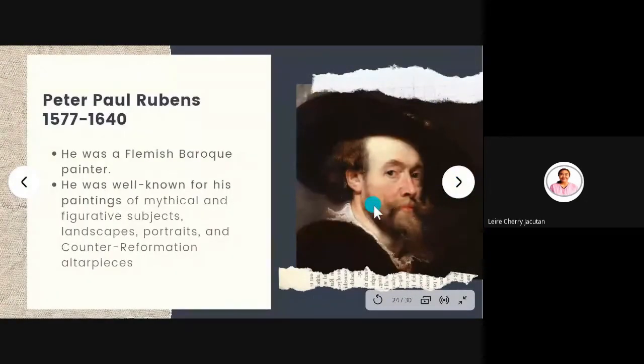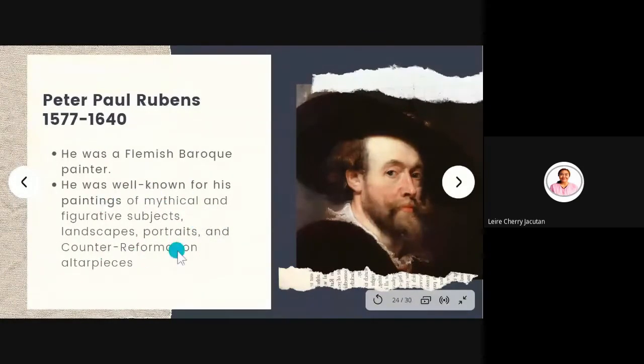Bernini. So, next is si Rubens. So, si Peter Paul Rubens, 1577 to 1640. He was a Flemish Baroque painter. He was well known for his painting of mythical and figurative subjects. So, more on mga mythical subjects itong si Rubens. And then, he also specializes in landscape, portraits, and counter-reformation altarpieces.